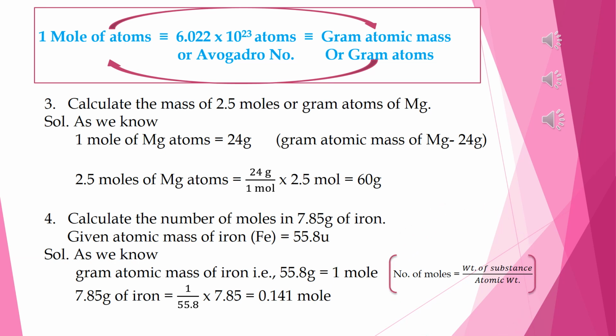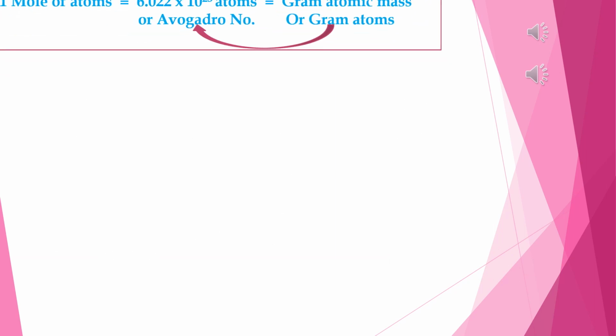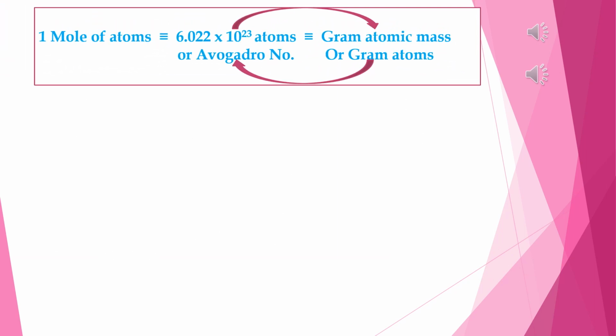From here, we can derive another formula to find out number of moles. So number of moles is equal to weight of substance divided by atomic weight. So here comes another case in which Avogadro number of atoms is related to gram atomic mass. So that means 6.022 into 10 raised to the power 23 atoms weigh equal to their gram atomic mass of an atom.